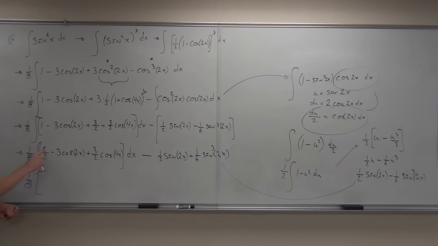Power of secant is even. What we're going to do is keep or strip off a secant squared and use secant squared x equals, let's see, what would that be? Tangent squared x plus 1. If we have an even power of secant, then what we can do is strip off the rest of the even, and keep a secant squared.